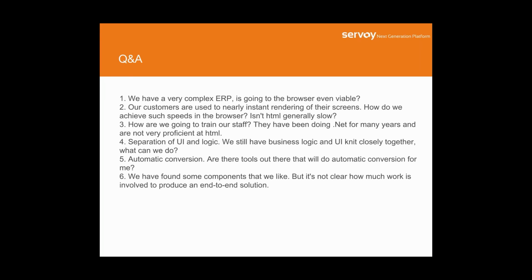Yeah. So the question is, aren't HTML applications generally slow, especially a complex application? What would be the performance impact? And certainly we have seen companies deliver very complex applications that have sub-second performance, and that was one of their non-functional requirements from the beginning. So if they start from that as their requirement and they build to it, it's possible.